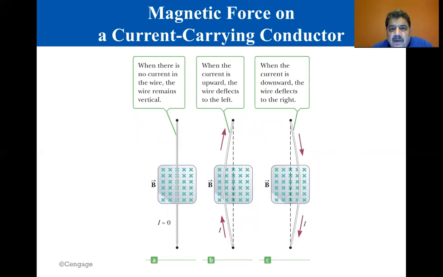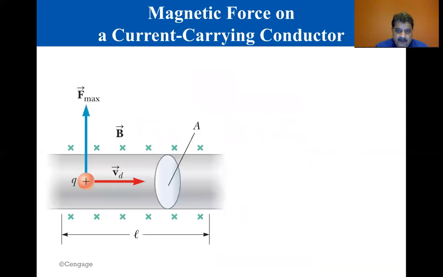If you think of the B field into the page, velocity and force, and then we reverse it in figure C, B into the page, the velocity downward and the force the other way. You can see it from the right-hand rule. Okay. Now let's quantify our discussion.